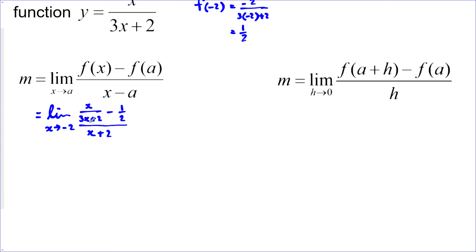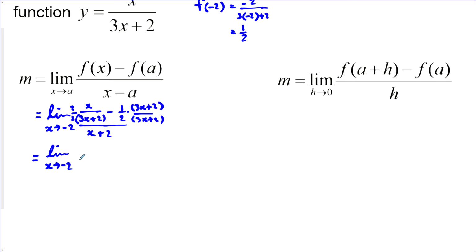Then we've got this annoying situation happening again with fractions in our numerator, so let's get rid of those. So we'll multiply both of these by 2, and then we'll multiply both of these by 3x plus 2. So the limit as x approaches negative 2, let's multiply this by 2 top and bottom, and this by 3x plus 2 top and bottom.